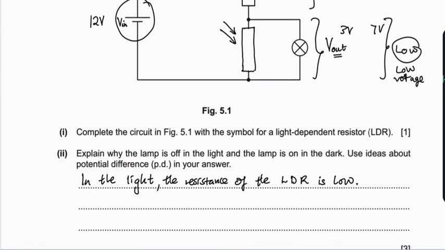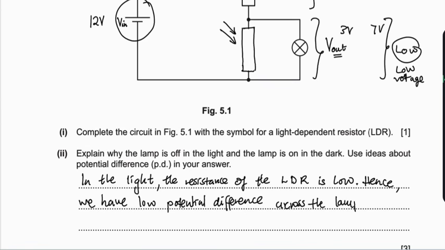So in the light, the resistance of an LDR is low, hence we have low potential difference across the lamp. That's why it stays off.